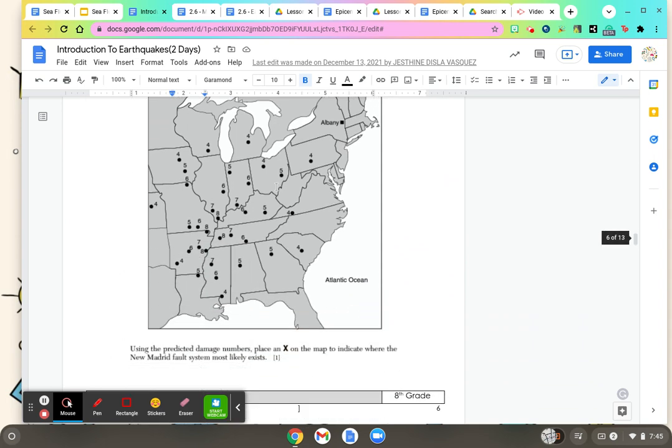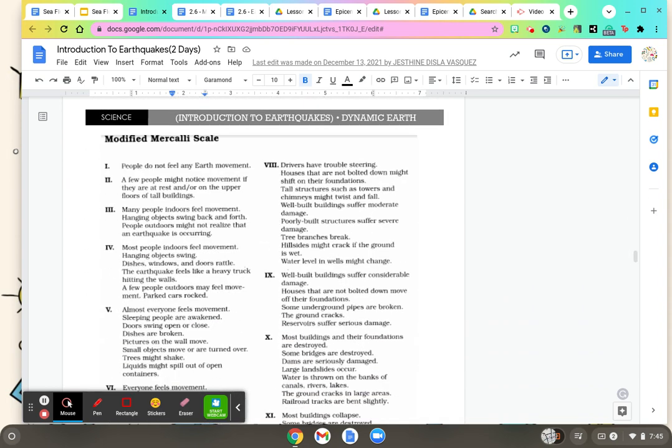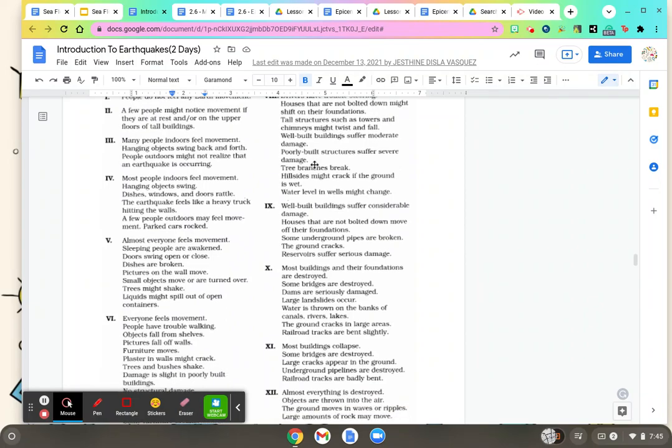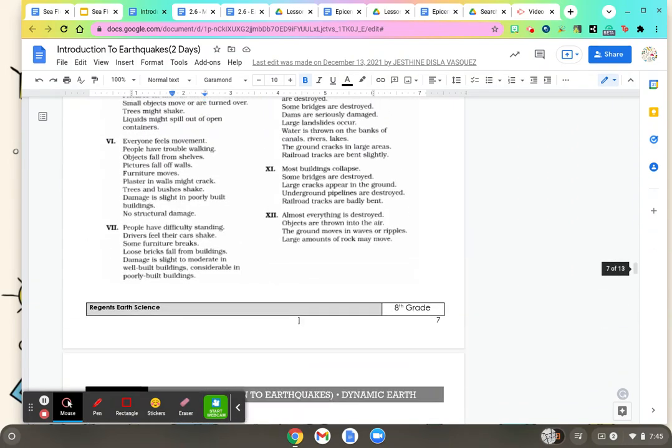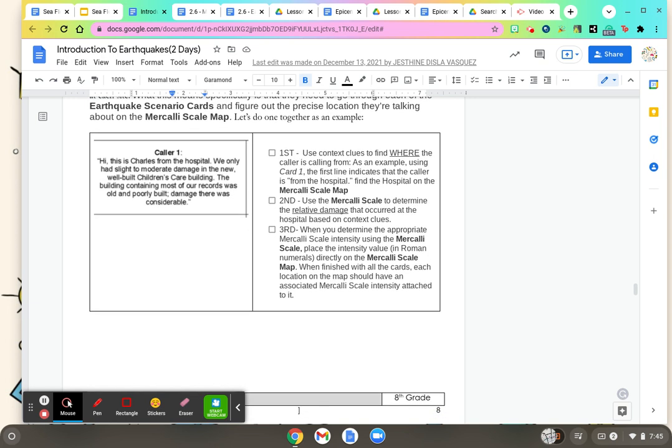So what you're going to be doing in your lab is essentially reading through the Mercalli scale and looking at phone calls, like this example, caller 1, and you're going to try to identify where this caller is calling from and what was the intensity of the earthquake. Okay, use the clues that are in the phone call to figure out what it would be on the Mercalli scale.